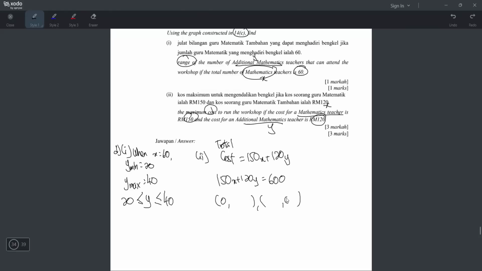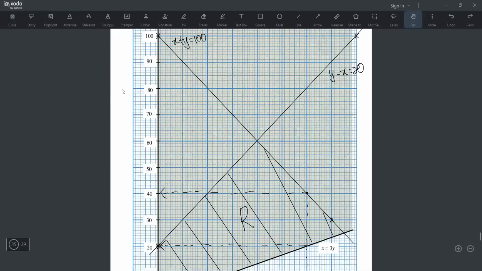And then substitute X zero, Y zero. And then later we have to draw the line. When you substitute X zero, your Y will be 600 divided by 120, which is 5. And then when you substitute Y zero, 600 divided by 150 is 4. Okay, let's go to the graph and try to plot (0, 5) and (4, 0).